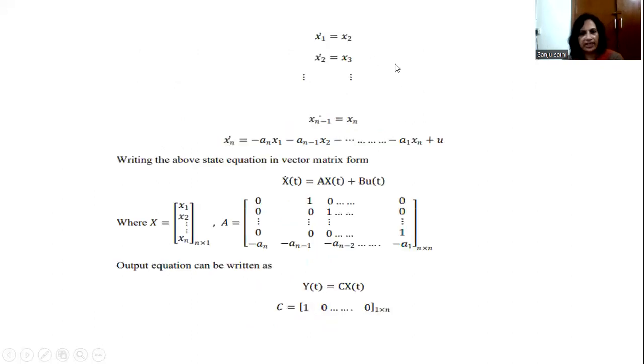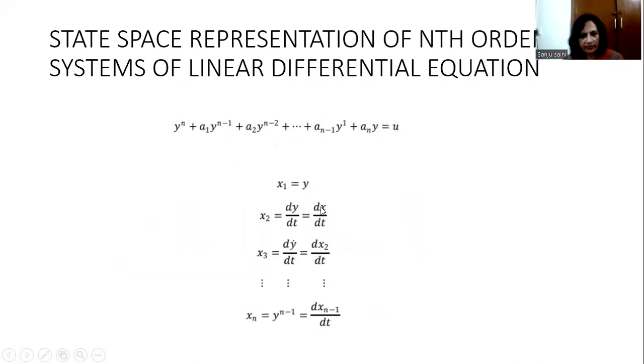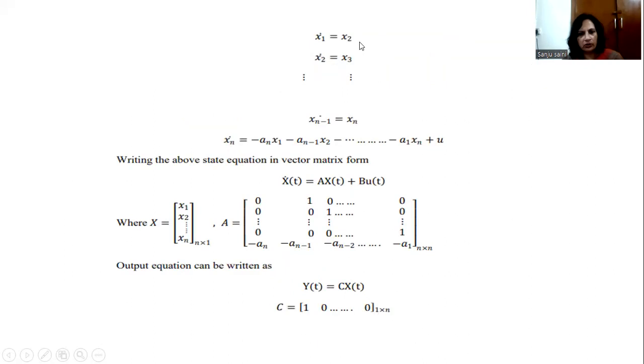So the equation becomes just like this. x1 dot is equal to x2. Please read it as dx1 by dt, so x1 dot means the derivative of x1 with respect to time. This is equal to x2, since the first state variable we have just defined is x1 equal to y, and the other variables we keep defining as derivatives. So x1 dot is equal to x2, x2 dot is equal to x3, up to x(n minus 1) dot is equal to xn. We are able to define the derivative of the (n minus 1)th state variable like this.